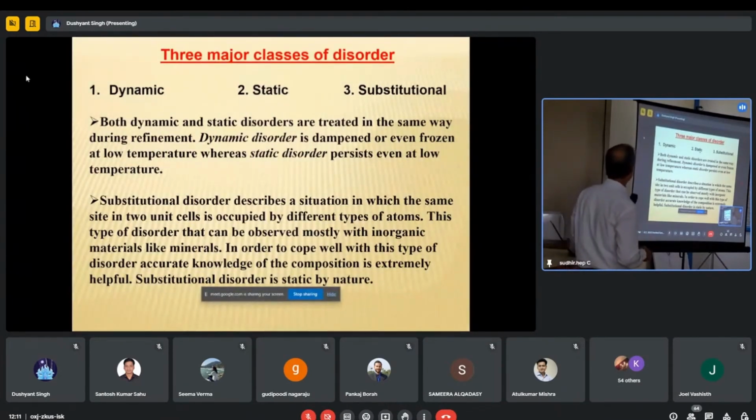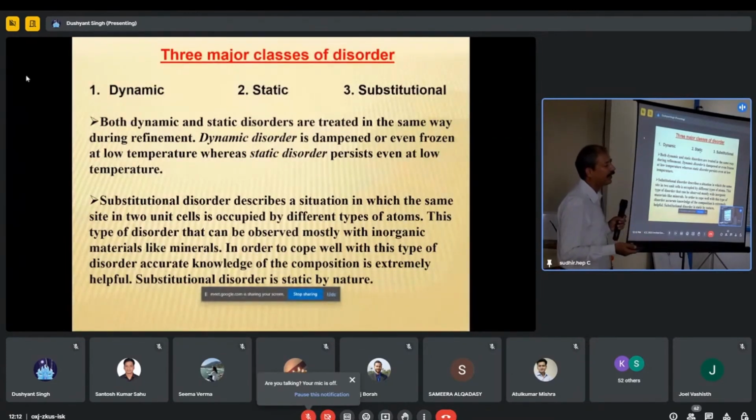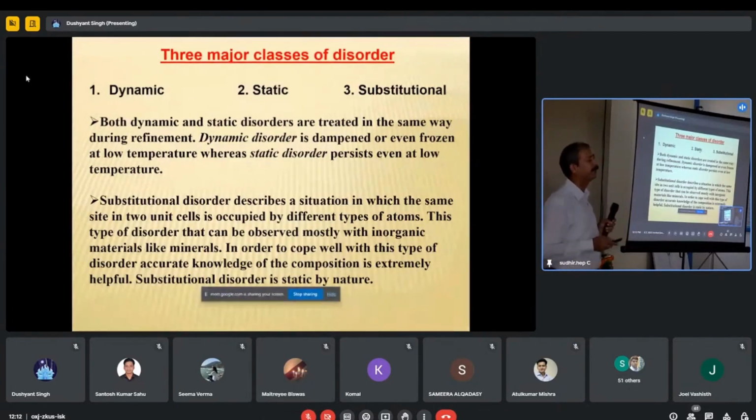It is a situation in which the same site in two unit cells is occupied by different types of atoms. This type of disorder can be observed mostly with inorganic materials like minerals. So in order to cope well with this type of disorder, accurate knowledge of the composition is very, very important. If you don't know whether the substituent is chlorine or some other atom like sulfur, you should have some basic idea. Even from the shape of the ellipsoid, we can make out whether it is a low atomic number atom or a high atomic number atom.